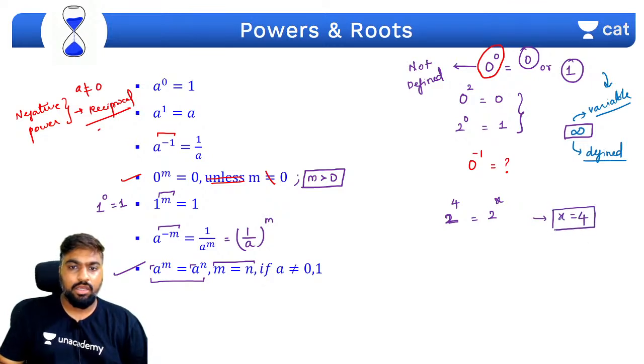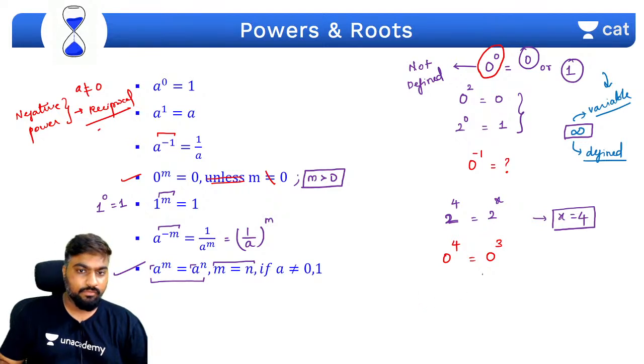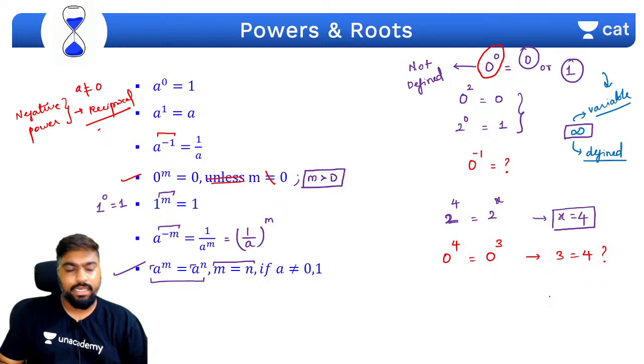But think about this logically, think about this point also logically, very common misconception here. Will it work for 0? Will this work for 0? I know that 0 to the power 4 is equal to 0 to the power 3. Does it mean 3 is equal to 4? Our entire childhood will become a lie.